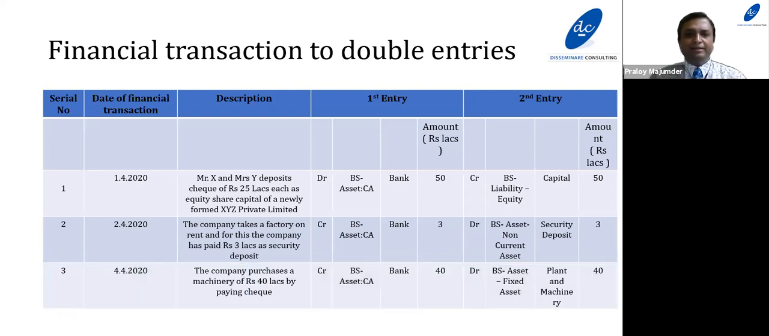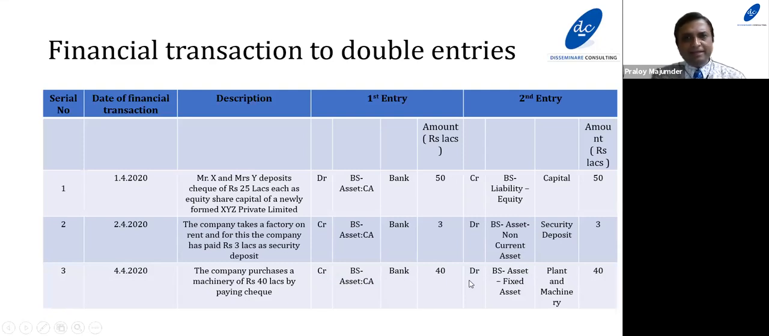Third, let us take another example. On 4/4/2020, the company purchases machinery of rupees 40 lakhs by paying a check. Same concept, it's an outflow of funds. So that's why credit. If it's an outflow, then credit. The first entry will be balance sheet, current assets, bank, because it's by check, 40 lakhs. The second entry would be debit, because if the first entry is credit, the second entry is debit.